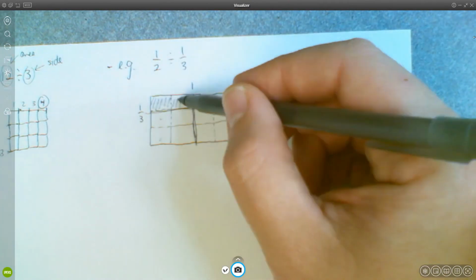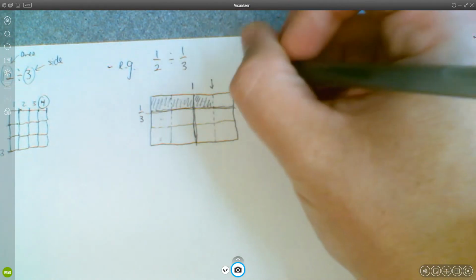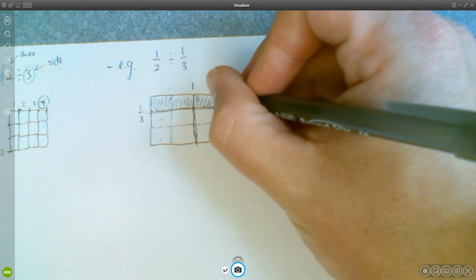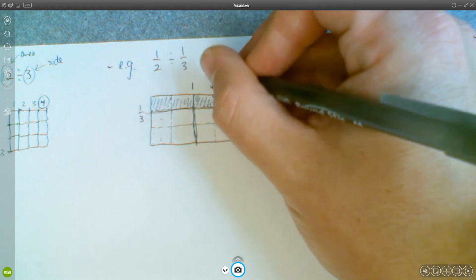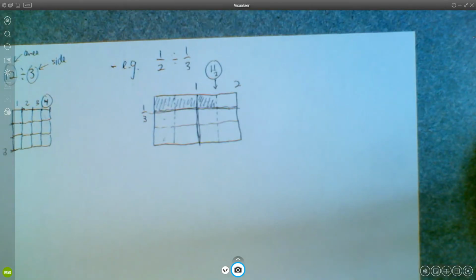But anyway, this gives us the area that we're looking for. So now the question is, what is this number right here? Well, this was 1 unit, this was our second unit, and this was halfway between them. So this is 1/2, and that's your answer. Okay, so 1/2 divided by 1/3 is 1 1/2.